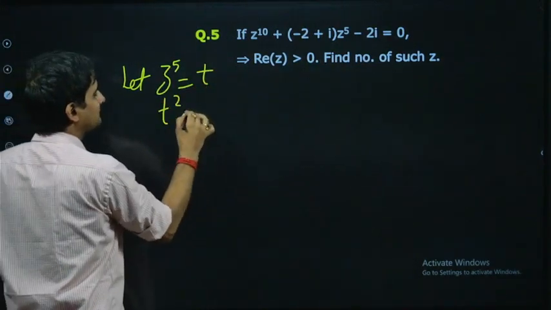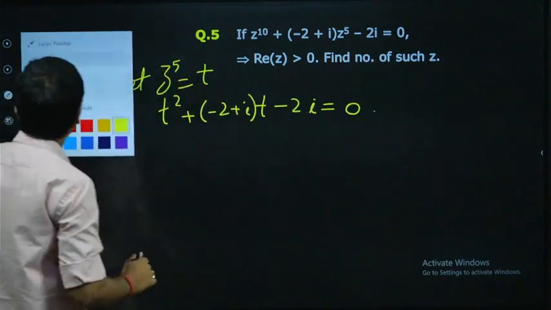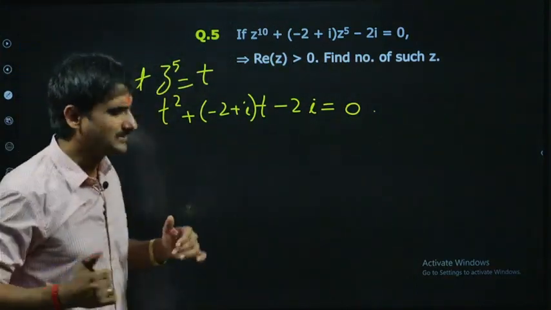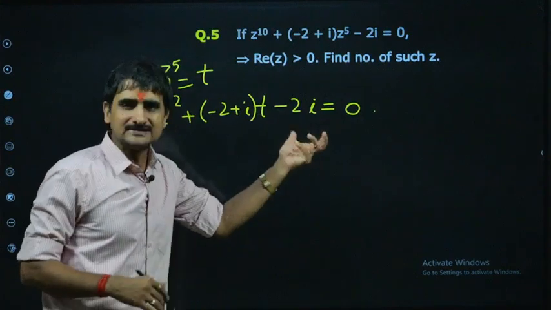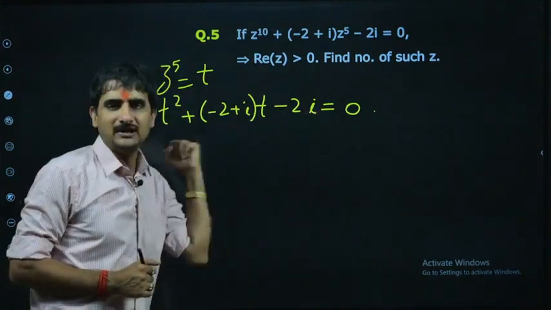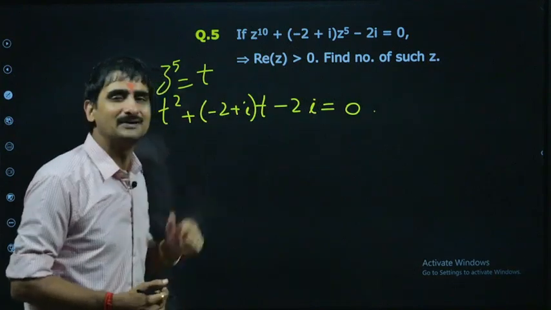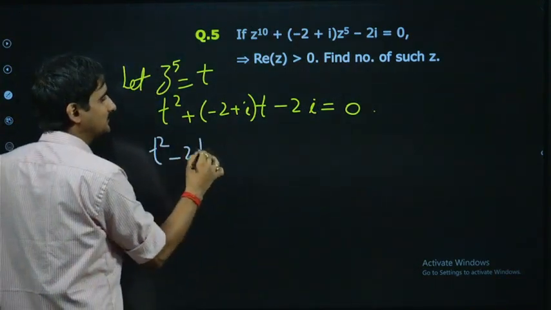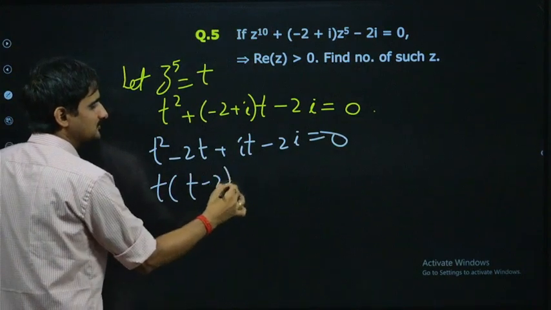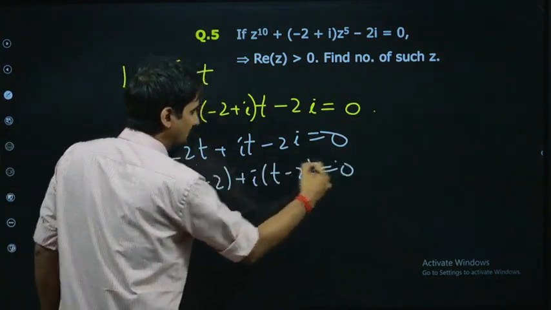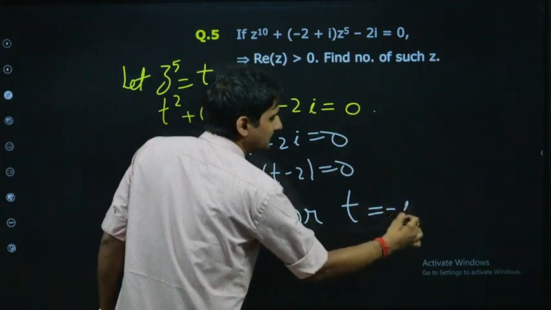So we have t square plus (minus 2 plus iota) times t minus 2 iota equal to 0. See, how did I get the idea of using the factorization? Normally I always try it. When I can't factorize, then I think of anything else. Now see, it's a simple middle term split method. The product of a into c is minus 2 iota, and the sum is minus 2 plus iota, which gives us the middle term. So I will write it as t square minus 2t plus iota t minus 2 iota equal to 0. So if I take t common, (t minus 2) plus iota (t minus 2) equal to 0. So that means we have two possible roots, t is equal to 2 or t is equal to minus iota.